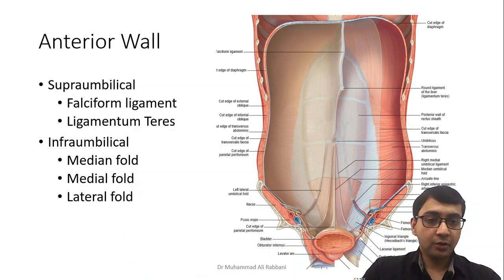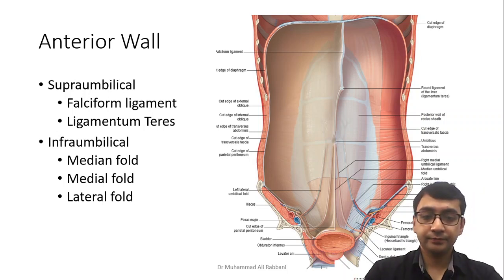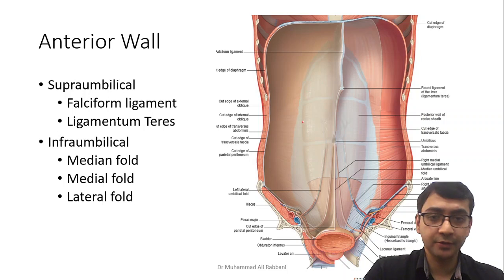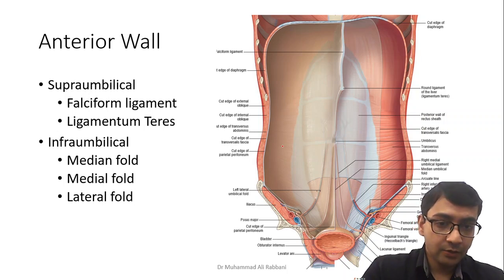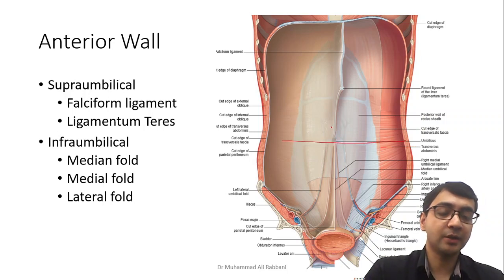Now talking about the anterior abdominal wall that we removed previously. If you see the inner aspect of the anterior abdominal wall, it is lined by peritoneum, just like the rest of the peritoneal cavity. Here you can divide it into two parts at the level of the umbilicus, the part that is above the umbilicus and the part that is below the umbilicus.